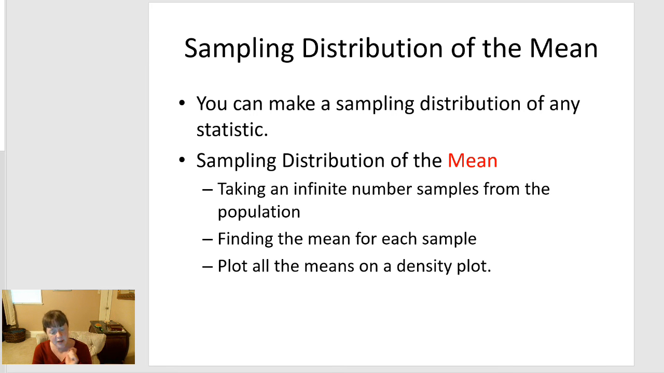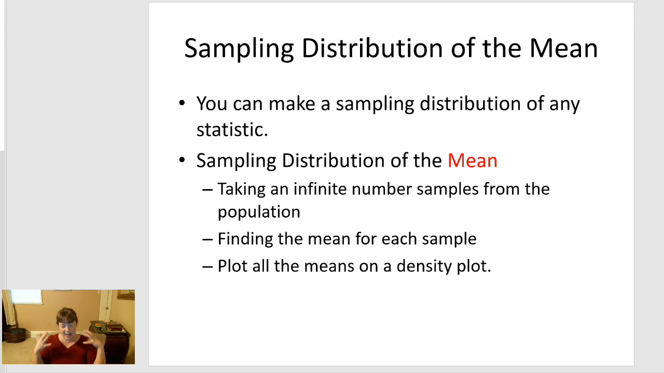Now, remember, you can take a sampling distribution of any statistic you care about. You can do a sampling distribution of the median. You can do a sampling distribution of the variance. But we're not going to do that. We're only going to use the sampling distribution of the mean. And it's a theoretical, hypothetical, infinity land idea, where you're taking an infinite number of samples from the population. And thanks to the beauty of mathematical derivation, we know what an infinite number of samples will look like. We absolutely know. And we'll get to that in a second.